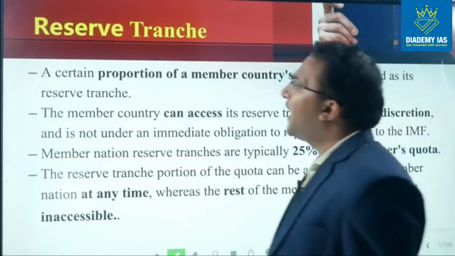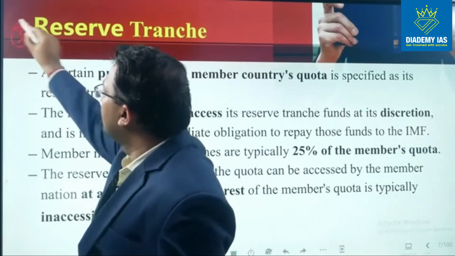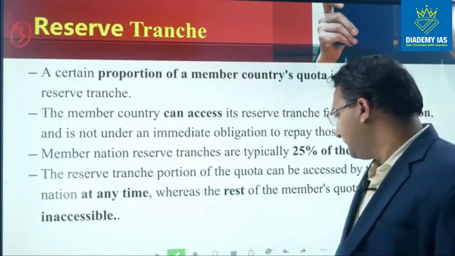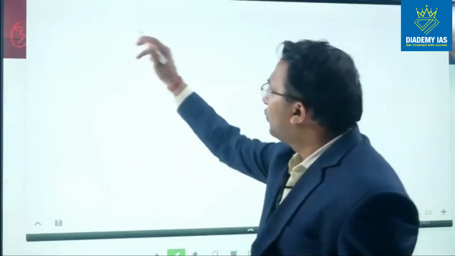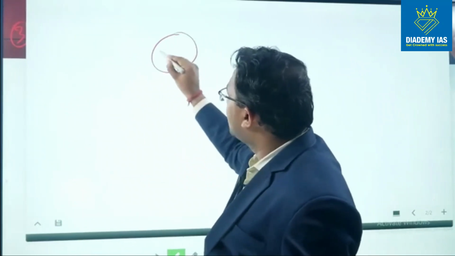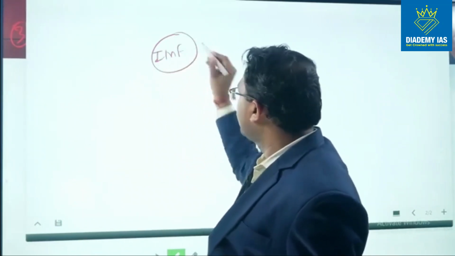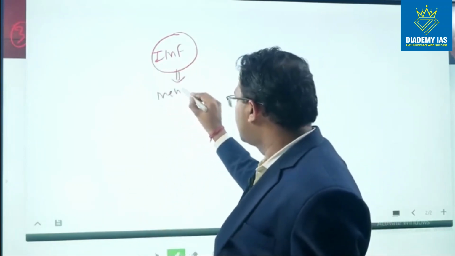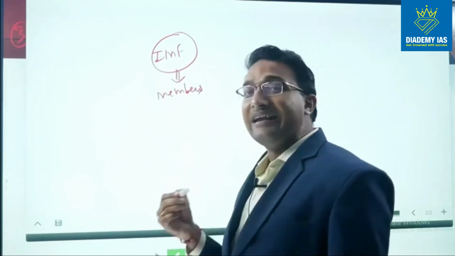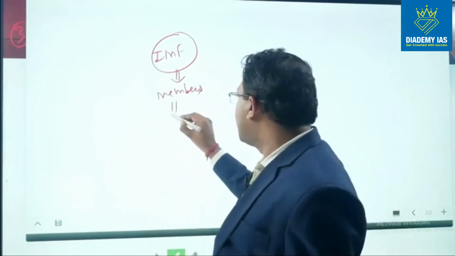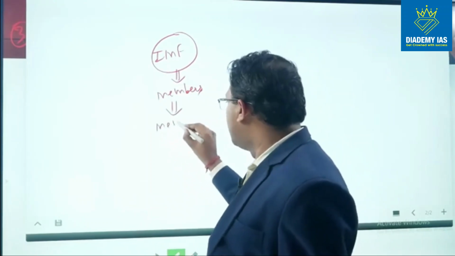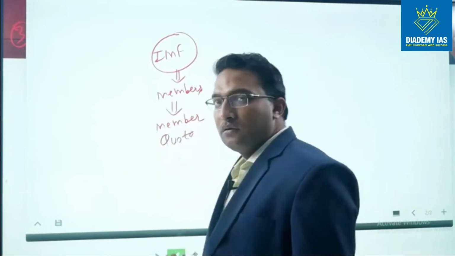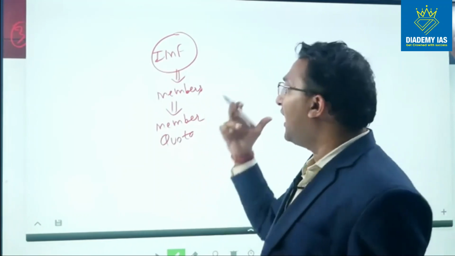Now, the third item is reserve tranche. So reserve tranche is basically, let me tell you. First of all, there is an organization called the International Monetary Fund. And this International Monetary Fund has various members. For example, India is also one of the members. Now each of these members has a member quota. That means they have some share in the IMF.